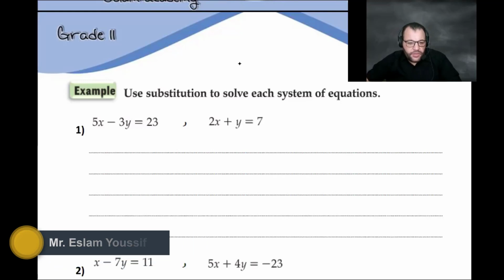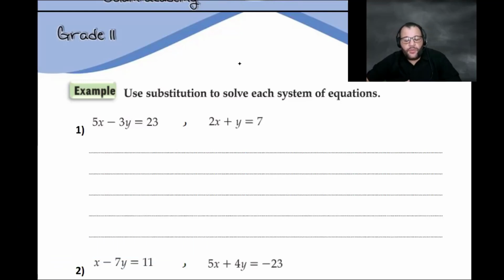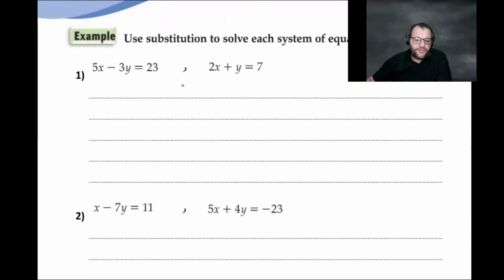One of the ways of solving equations is substitution. In this way, we're just looking for the variable that has a coefficient equal to 1. So for the first question, is there any variable that has a coefficient equal to 1? Why? Y. We have here y, which is a variable that has coefficient equal to 1.